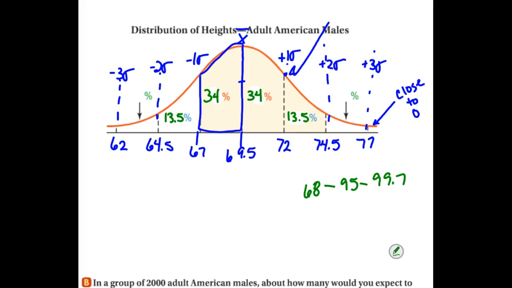Then we go up to the 99.7, which means we have an extra 4.7% to split up, which means we have 2.35. And our last little piece, the little tails, 0.15%.